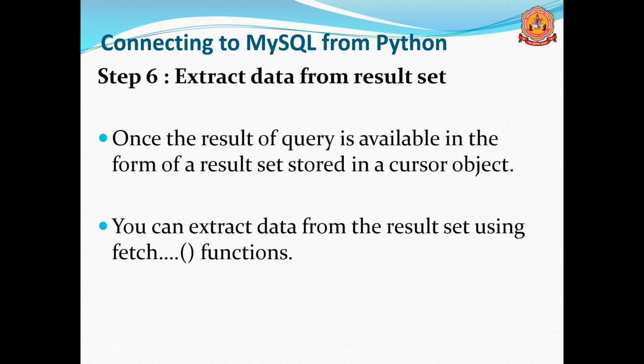You can extract the data from the result set using the fetch functions. You can see fetch with dots; fetch is not a single function. There are three functions: fetchall, fetchone, and fetchmany. These are the main three functions we use to fetch the data stored in the cursor object.